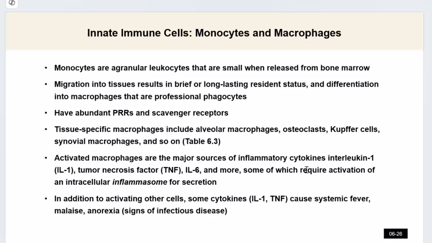Some cells of the macrophage lineage reside in specific tissues and specific tissue locations to exert their function, and they have very unique names, such as if they're in the lung, they're called an alveolar macrophage. If they're in the bone, there are osteoclasts, etc. These are all listed in table 6.3 in your text. Macrophages, as an example found in the liver, are known as Kupffer cells.